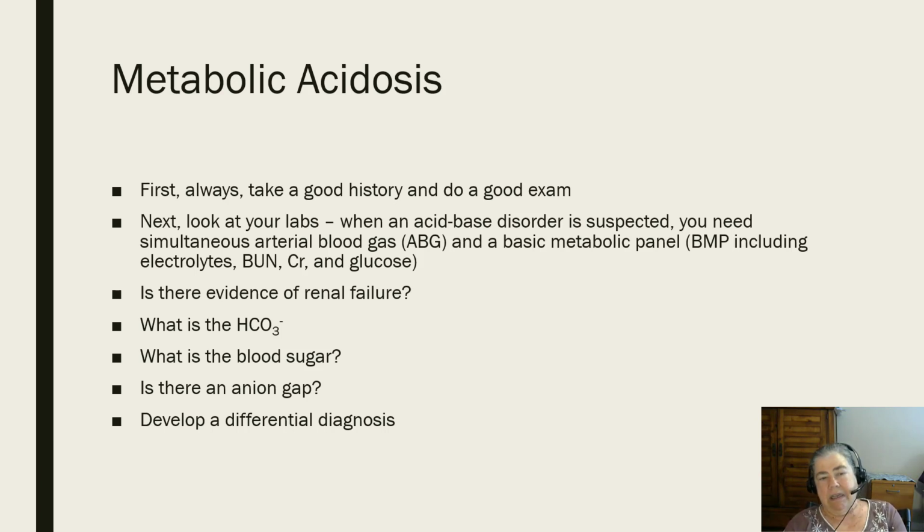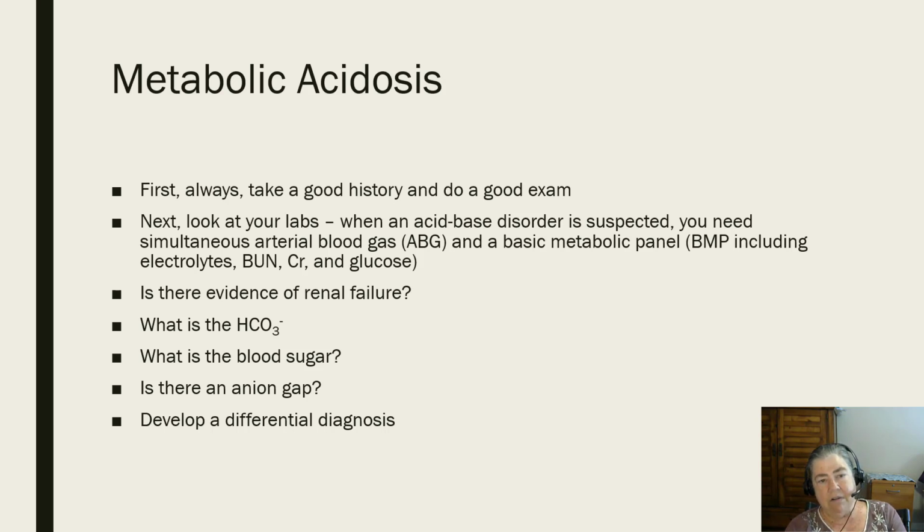But the next thing you do is look at your labs. If you suspect an acid-base disorder, it is helpful to get an arterial blood gas, which is called an ABG, and to get at least a basic metabolic panel, which is the panel that includes sodium, potassium, chloride, bicarb, and then kidney function, BUN, and creatinine, and glucose. You need the glucose because if it's 500, it's going to steer you in the direction of thinking about diabetic ketoacidosis.